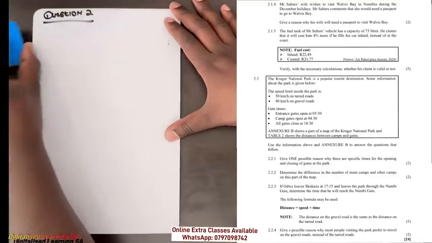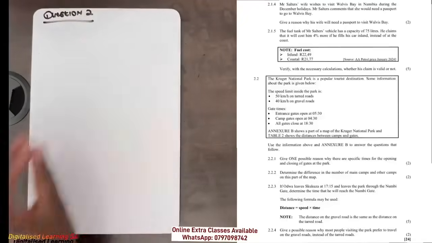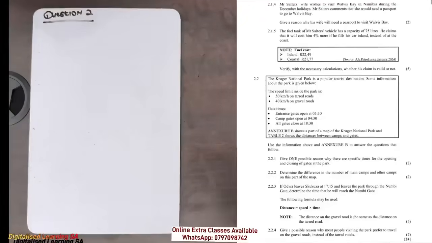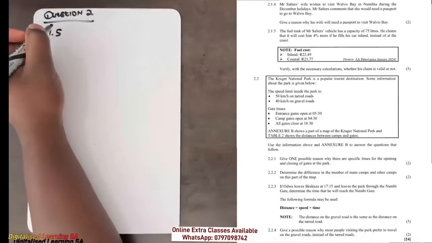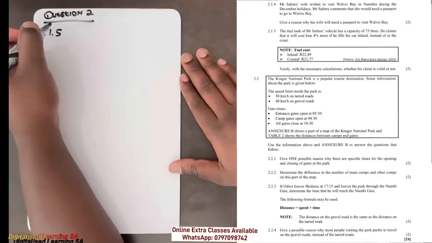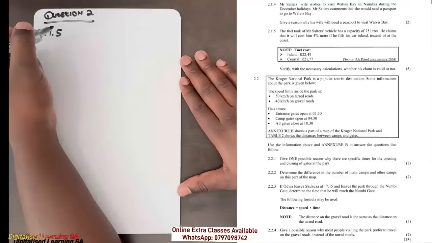Okay, so now let's move to question 2.1.5. We are told that the fuel tank of Mr. Salter's vehicle has a capacity of 75 liters. He claims that it will cost him 4% more if he fills his car inland instead of at the coast.